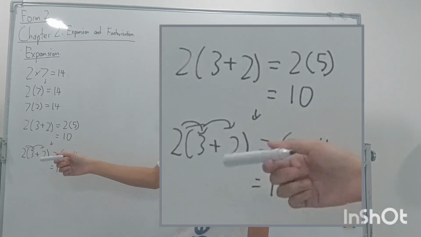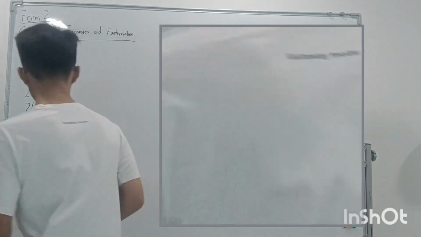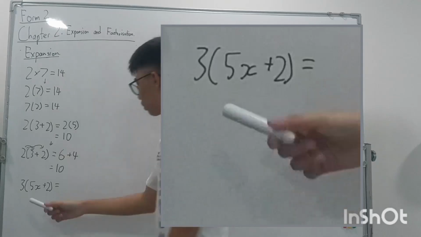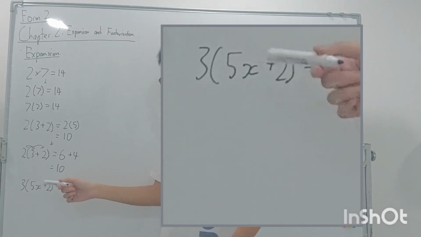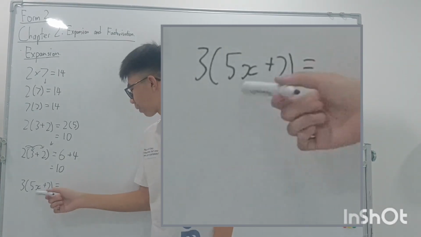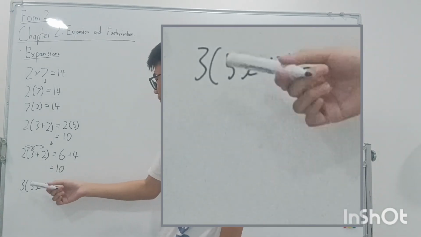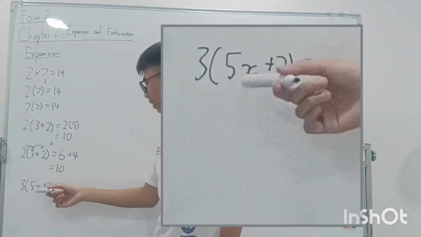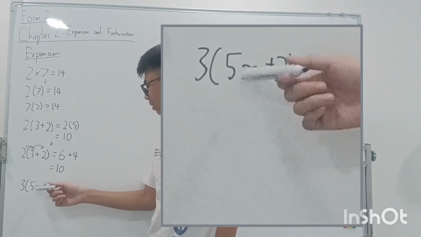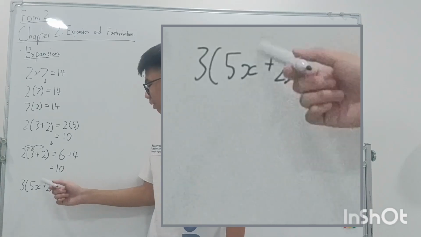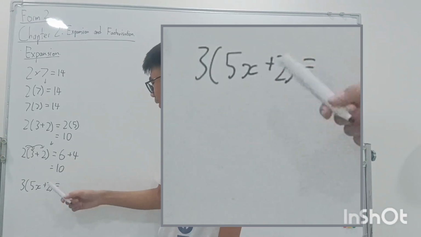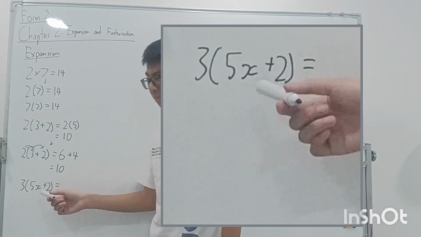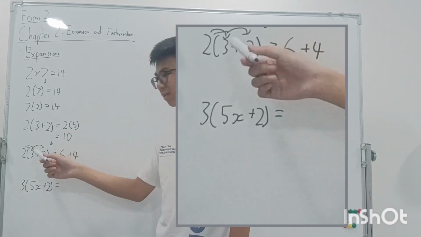Now, how would this be helpful, you might ask? Well, I'll show you. Okay, so let's take the expression 3 times 5x plus 2 in the bracket. So, of course, you can try to simplify 5x plus 2. It's the same as this, but you can't simplify it because this is an unknown variable. So, the only way to simplify this equation, to expand this equation, is to use this method right here.